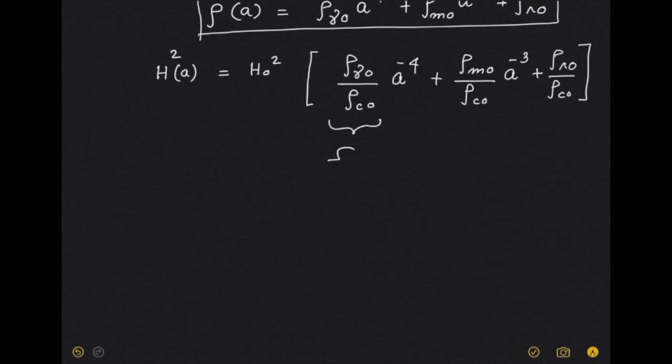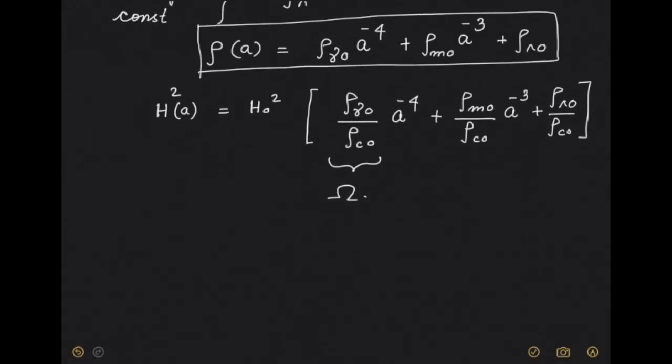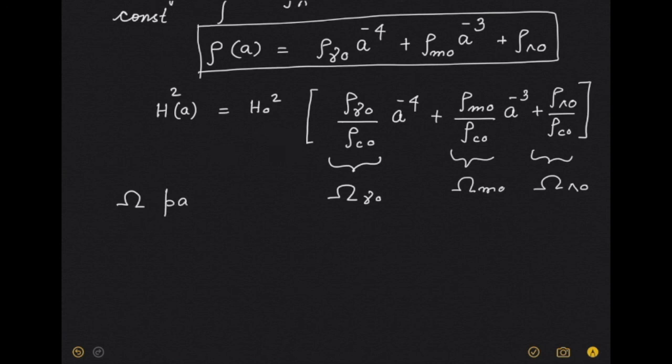Okay, and now this gets names. These are called omega parameters. So this quantity is called omega gamma at present. You can see it is dimensionless. It's the ratio of two densities. Similarly, these quantities are called omega matter naught and omega lambda naught. So these are called the omega parameters, and these are very important parameters in the present understanding of cosmology.